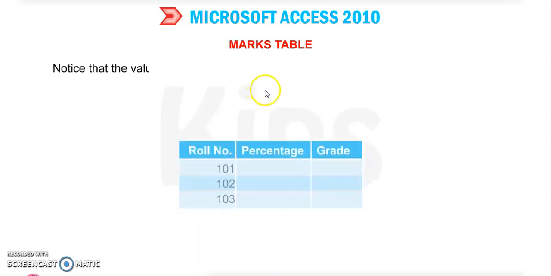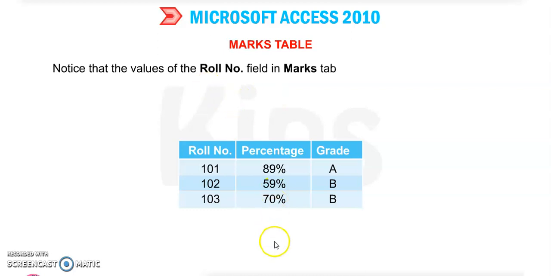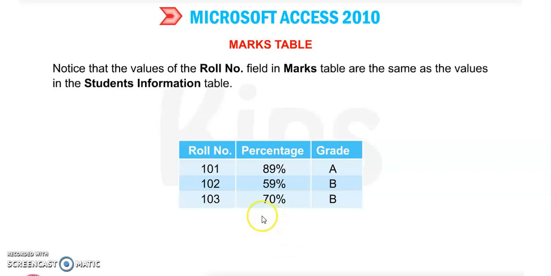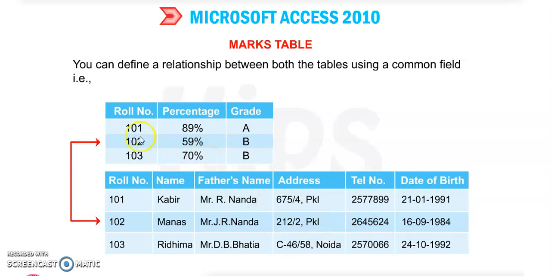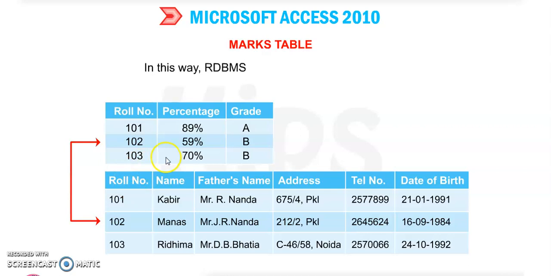We have discussed this earlier. Now there is another table we have made, the marks table. Notice that the values of the roll number field in the marks table are the same as the values in the students information table. This is the common field in both the tables. So you can define a relationship between both the tables using a common field. Okay, for maintaining a relationship between two tables, we have to choose one common field in both the tables. So roll number is the common field. In this way, RDBMS reduces the duplicity of data.